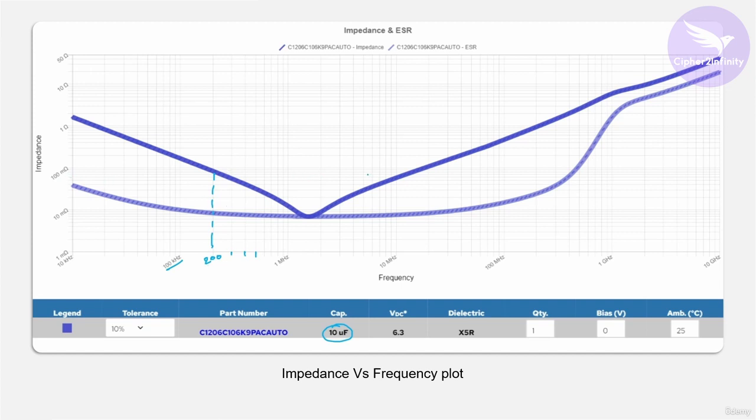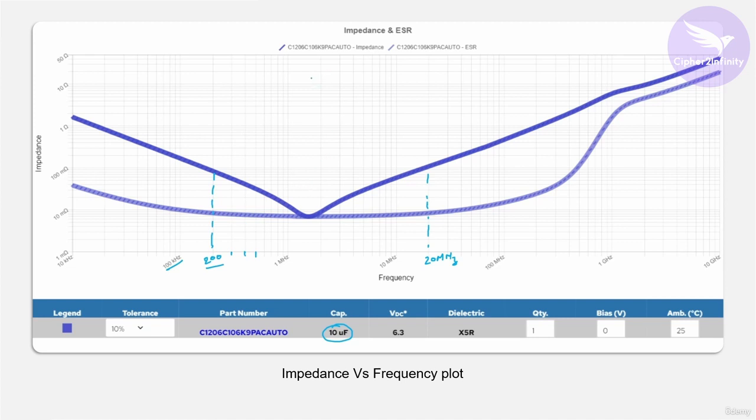Then 100 ohms impedance is also available at this frequency, which is 20 megahertz. So if you use this particular capacitor, then you will be able to bypass the frequencies starting from 200 kilohertz till 20 megahertz. So this capacitor is capable of filtering all the frequencies which belong to the 200 kilohertz to 20 megahertz range. I hope that this particular point is now clear.